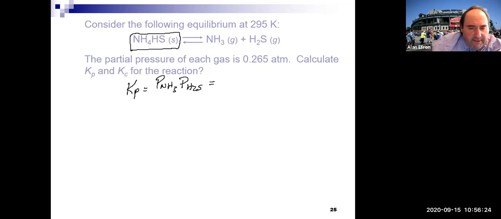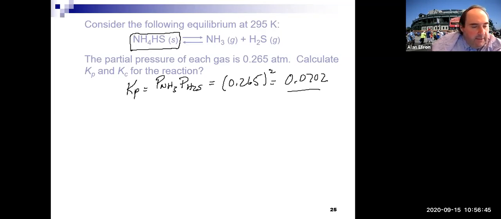So if we put it in, we would essentially have 0.265 squared. And that will essentially give us 0.0702 as our Kp value. Any questions on that calculation?